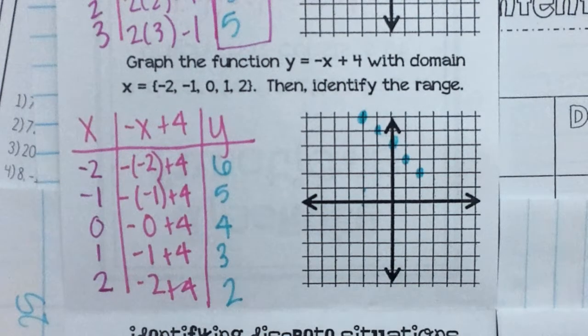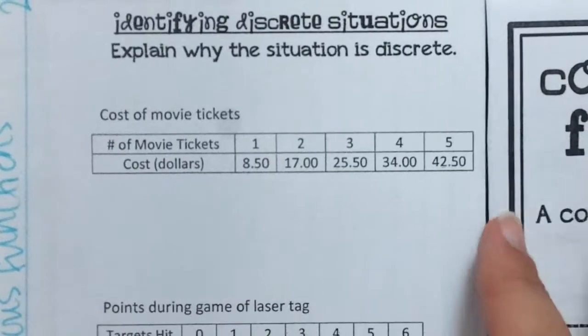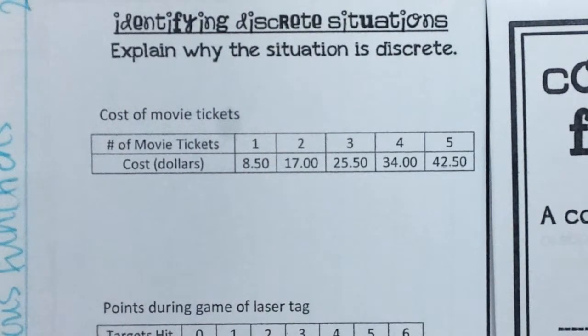Alright, so now let's look at the bottom, and let's identify why these situations are discrete. So let's talk about the first one. This is the number of movie tickets purchased, and then the cost. Why do you think that would be discrete?